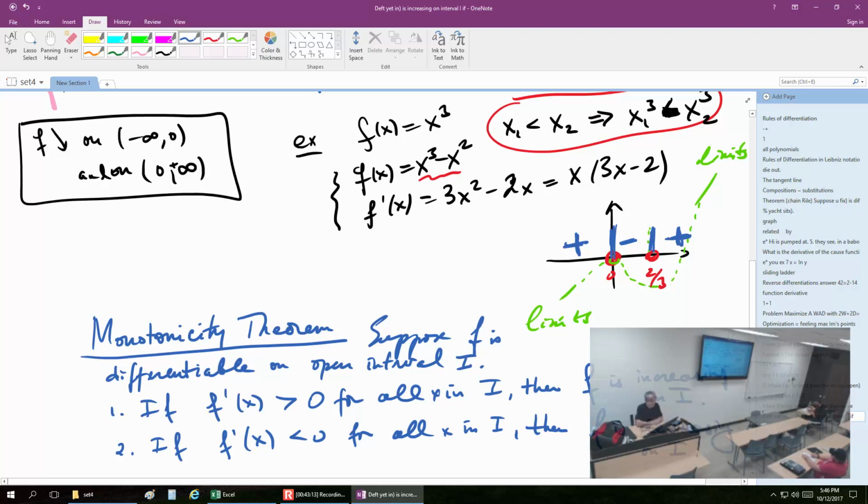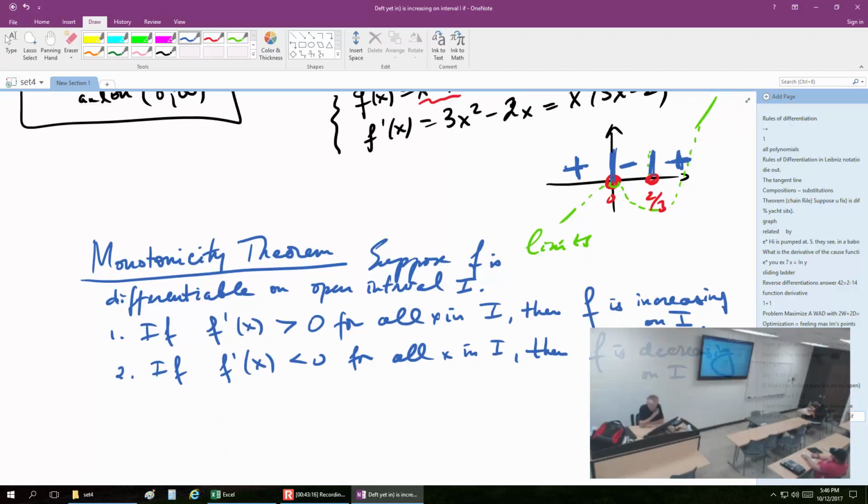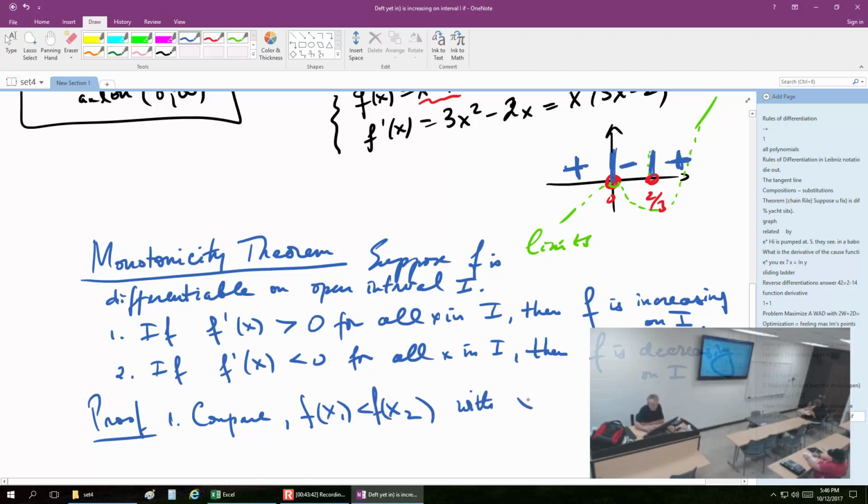Okay, so that is the theorem. How do we know? I just explained to you that all we need to do is look at the mean value theorem. So if we compare, say case 1, x1 and x2, with x1 less than x2, I need to compare f of x1 and f of x2.